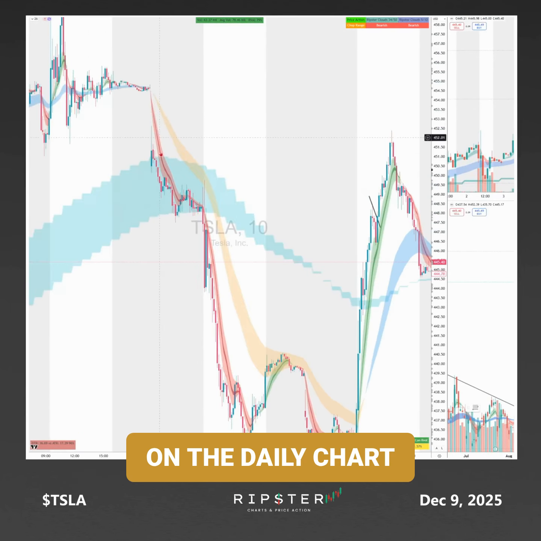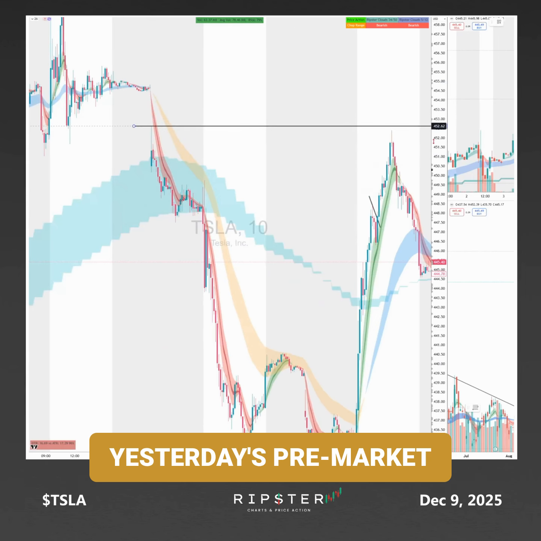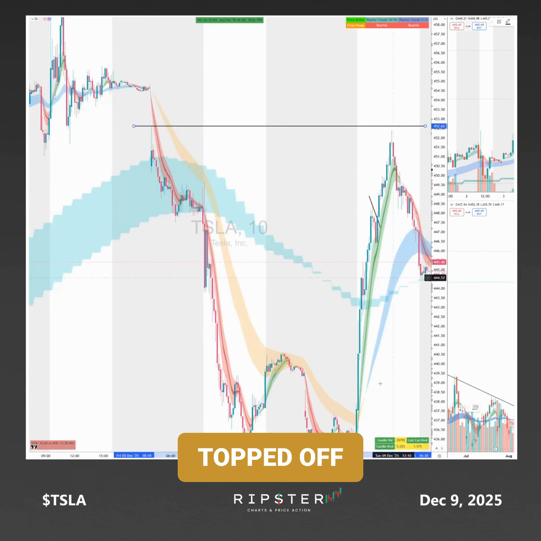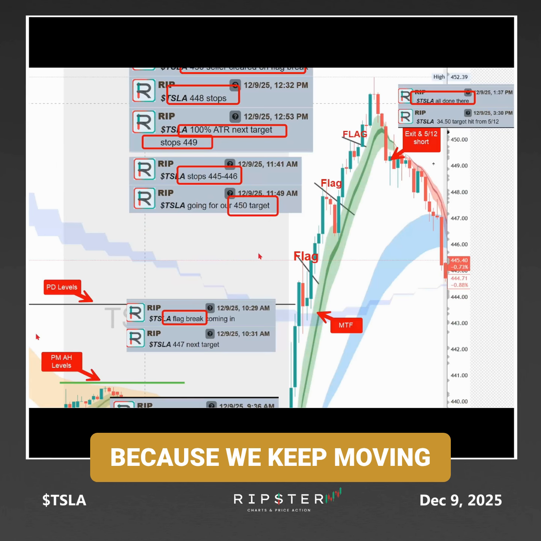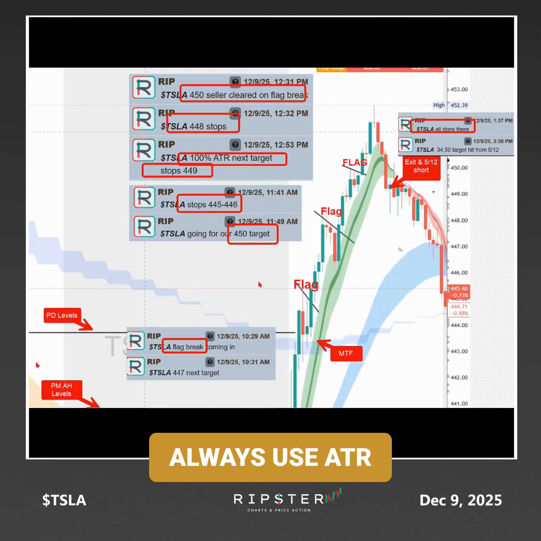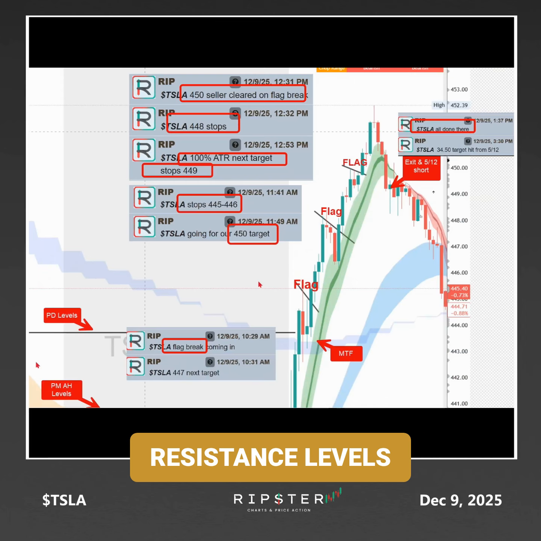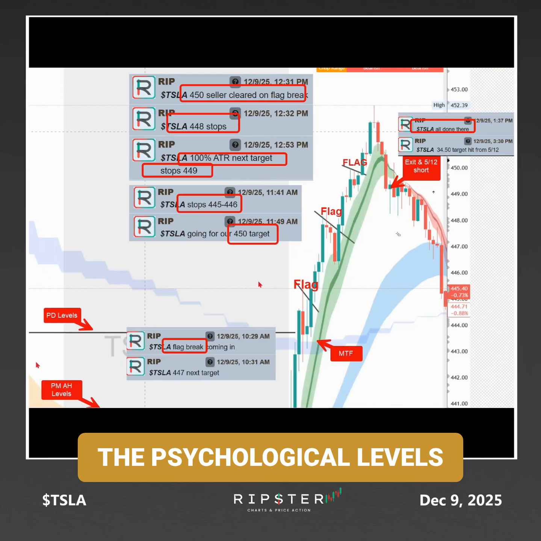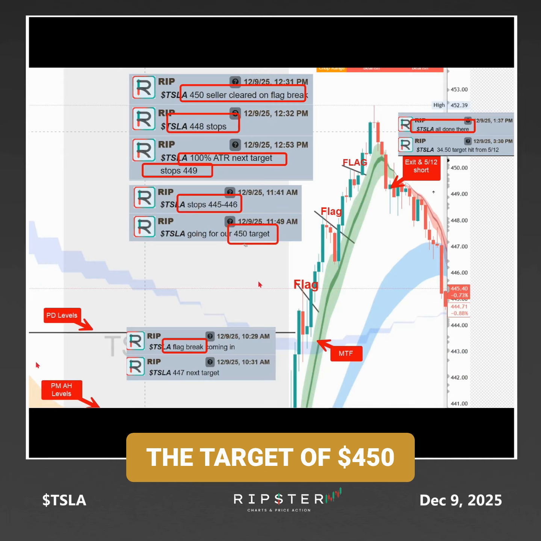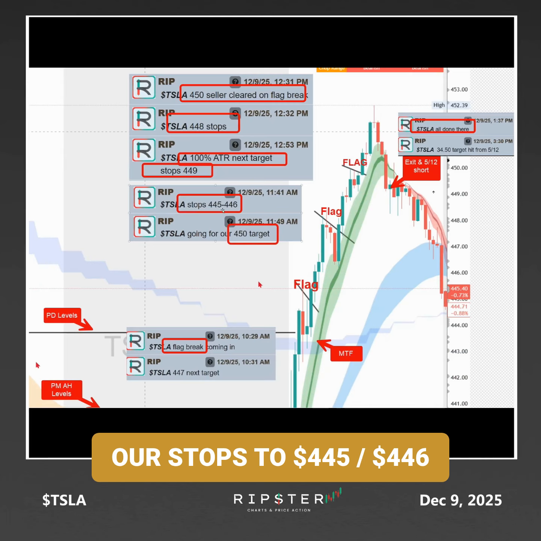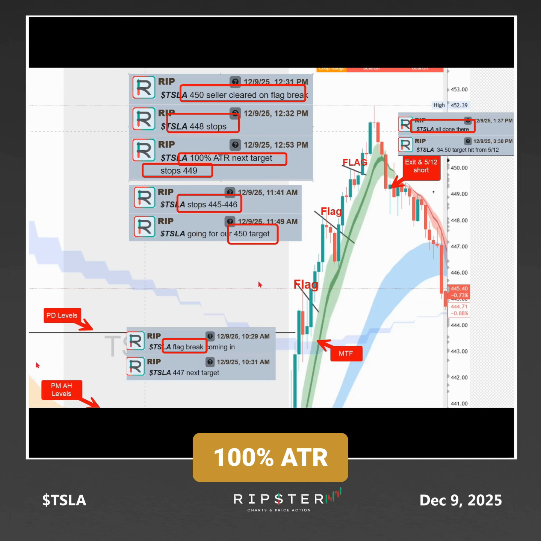And there was also a gap on the daily chart which filled a little bit, but if you see, there was a resistance from yesterday's pre-market and that's where it kind of topped off. But I told the traders do not sell because we keep moving our stops up. Always use average true range for your targets. If you don't have any target, use the average true range. Average true range was 96% by the end of the day. Use the previous day resistance levels. Use the psychological levels for your targets. That's why I gave a target of 450 and we moved our stops to 445, 446. The final target I gave everybody was 100% ATR.